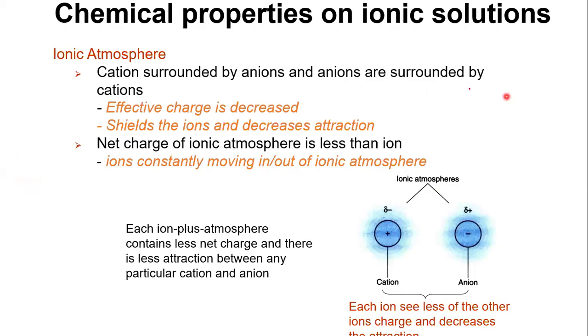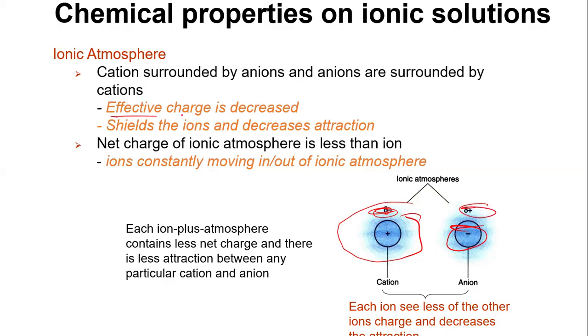Ionic atmosphere. Now we are seeing cations are surrounded by anions, and anions are surrounded by cations, right? Let's use these pictures to illustrate. So this is a cation. The cation would be covered or shielded by anions, so the plus here is shielded by a partially negative species. Now the negative here is being shielded by a partially positive species.